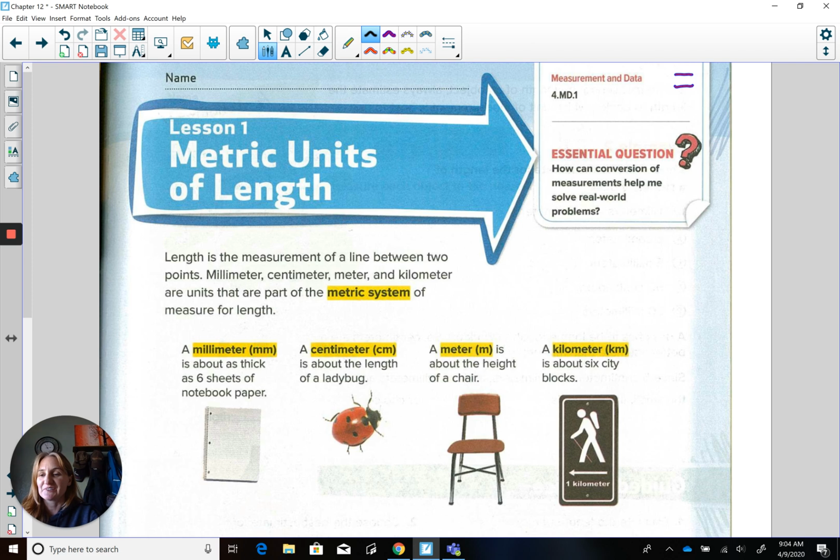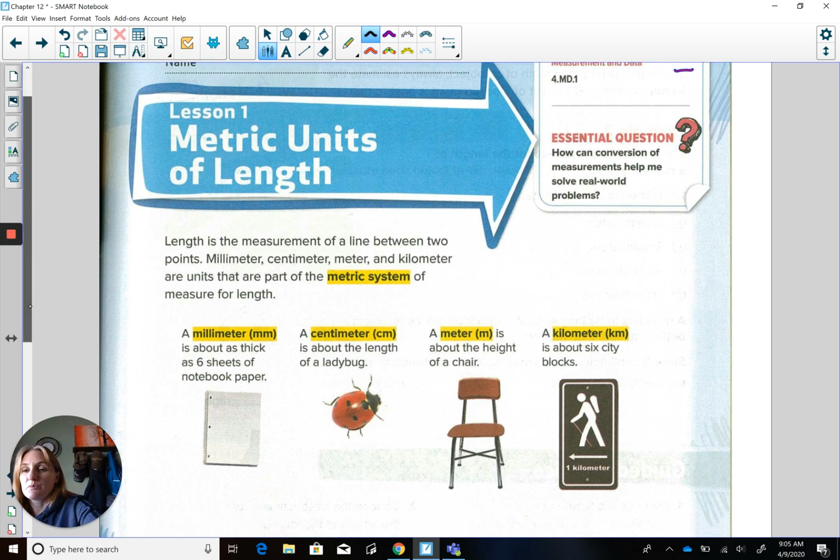Okay? A centimeter is about the length of a ladybug. If you could hold down a ladybug long enough to measure it, it would be about a centimeter. A meter is the height of your chair. You're sitting in a chair right now, that's about the height. Or think back to your class chair, that would be about a meter. A kilometer is about 6 city blocks. And it's kind of hard for us to imagine. Let's say you walk the streets of downtown Denver, and you walk 6 city blocks. It's actually longer than a mile distance. Okay? So now we're going to look more through the rest of this.